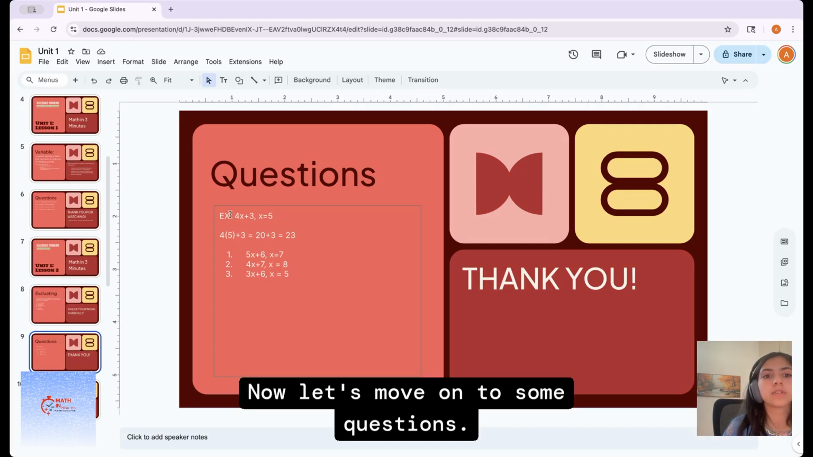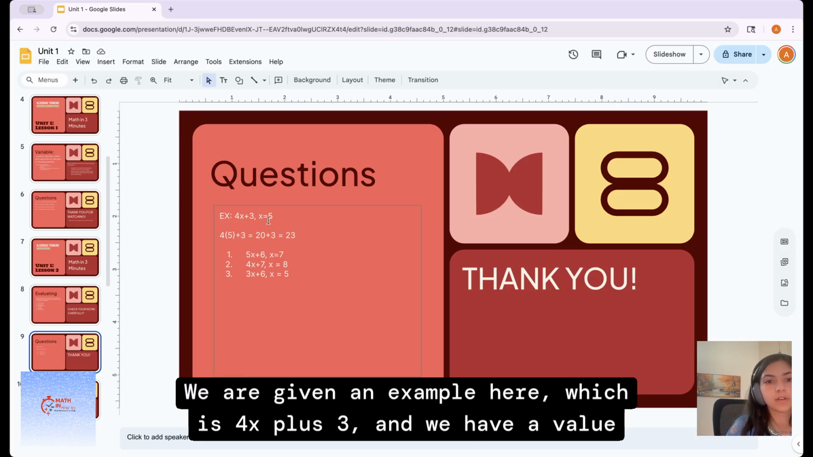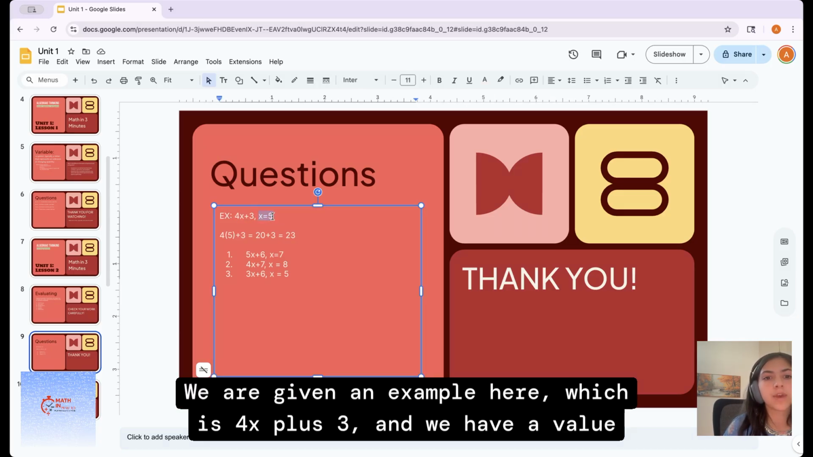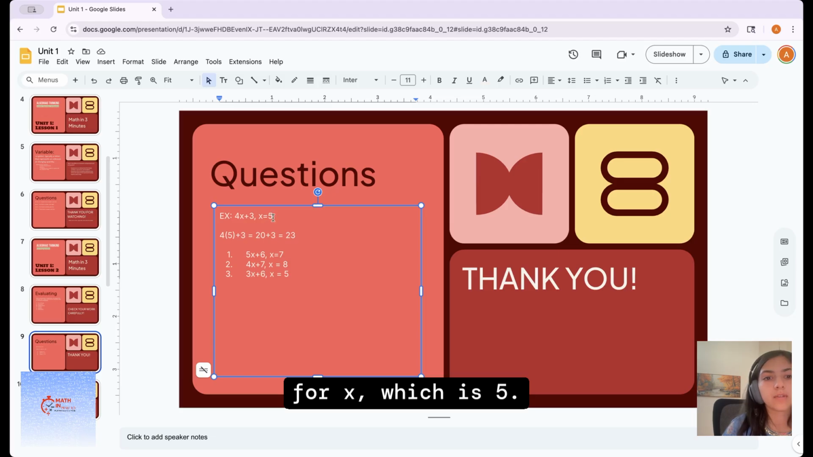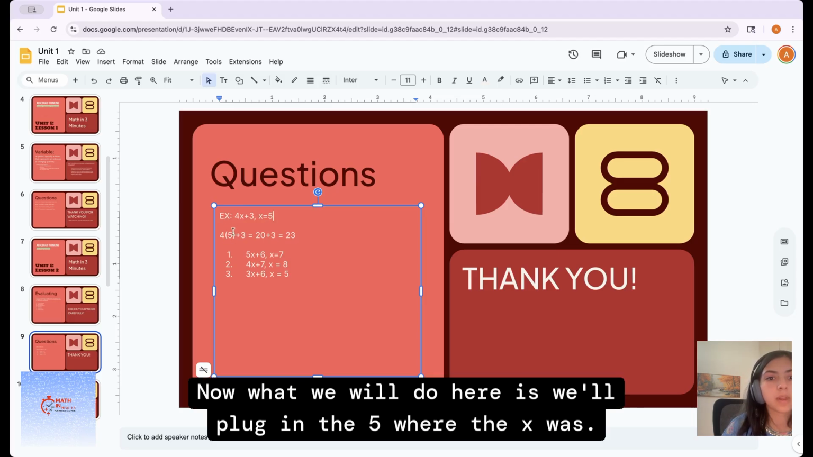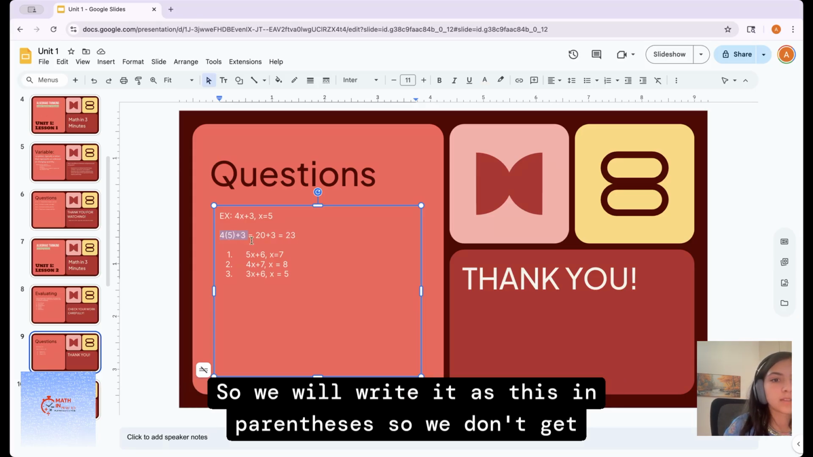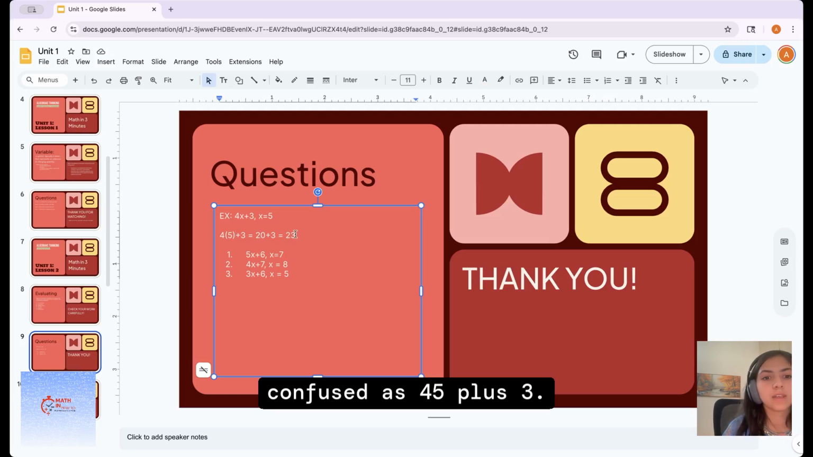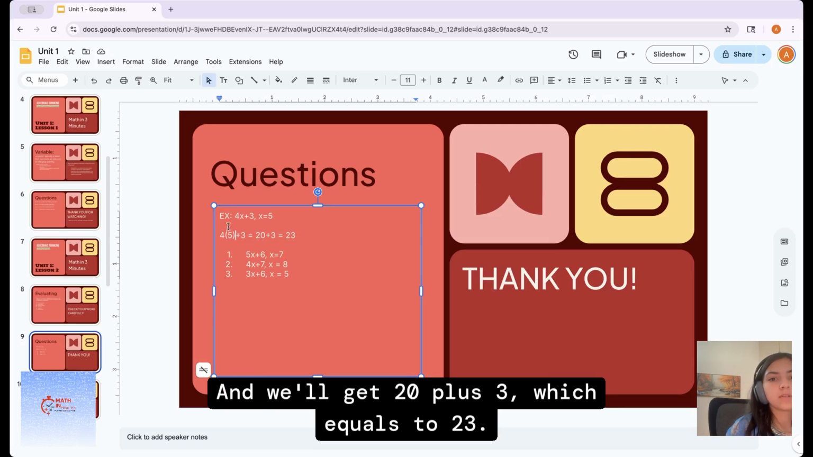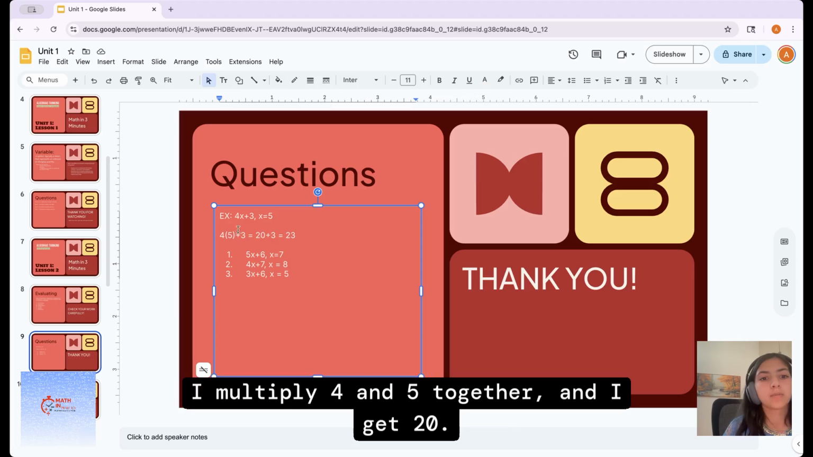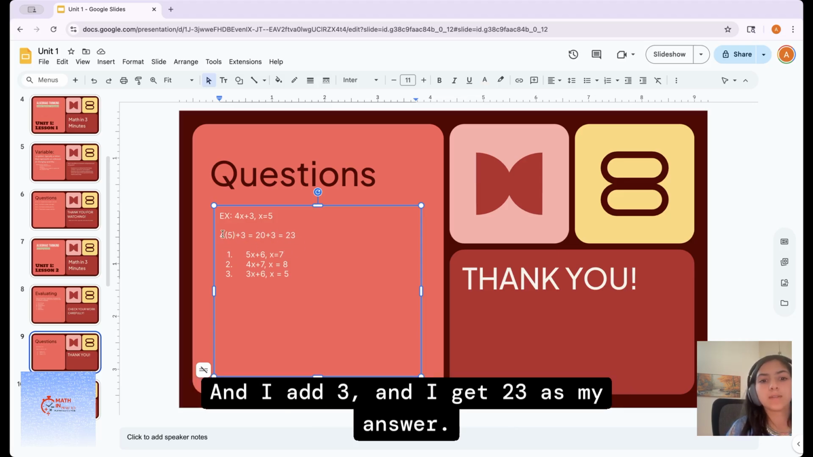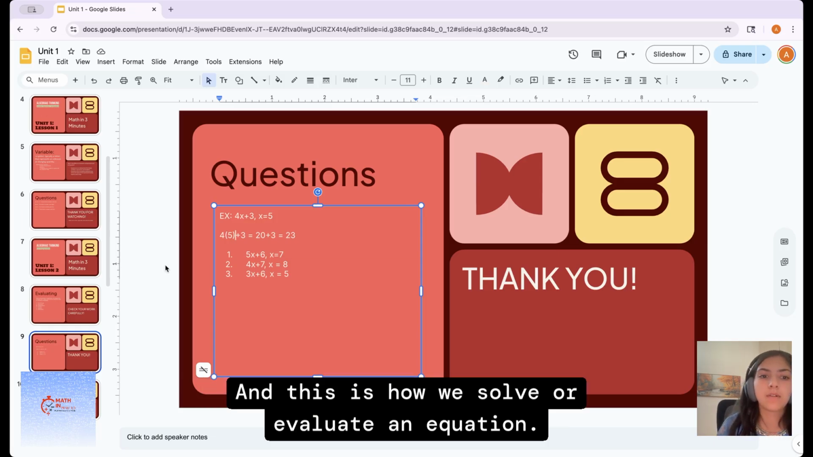Now let's move on to some questions. We are given an example here, which is 4x plus 3, and we have a value for x, which is 5. Now what we will do here is we'll plug in the 5 where the x was. So we will write it in parentheses so we don't get confused, as 4(5) plus 3. And we'll get 20 plus 3, which equals 23. I multiply 4 and 5 together, and I get 20, and I add 3, and I get 23 as my answer. And this is how we solve or evaluate an expression.